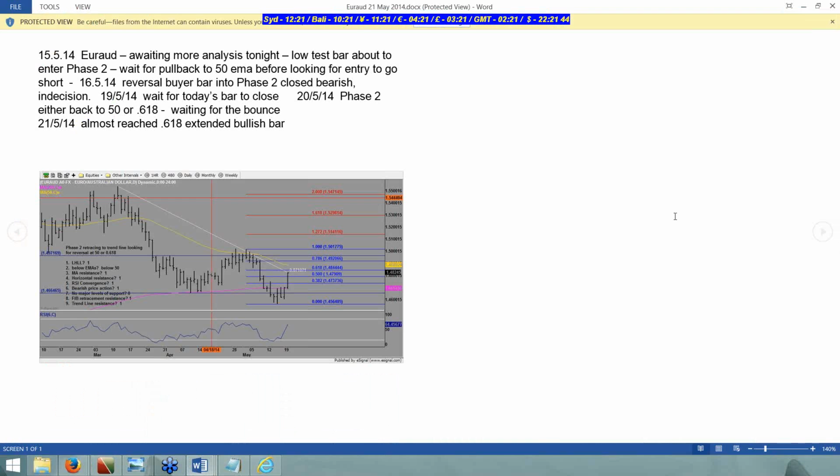Your Euro Aussie, waiting for more analysis tonight. Low test bar about to enter phase 2. Wait for pullback, reversal bar, yeah. Extended bullish bar. Got the fib in the right place. Okay, I too am waiting for this. Lower highs below the moving averages, only one of them. You don't give it a point if it's only one of them.